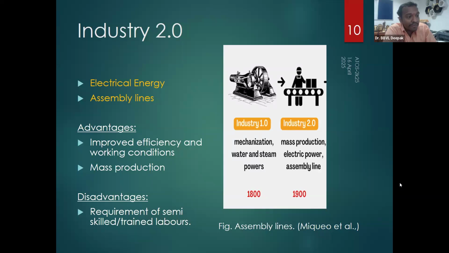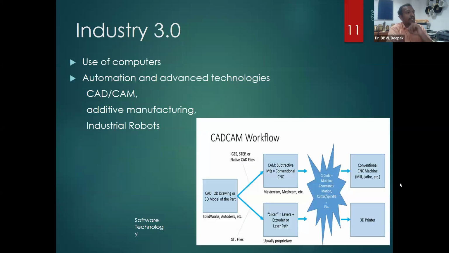Okay, however you can see the change from the 18th century to the 19th century. It advanced from industry 1.0 to industry 2.0. It means almost 100 years it took to come to industry 2.0 from 1.0. Okay, now let us have a look here. Okay, and then industry 3.0.